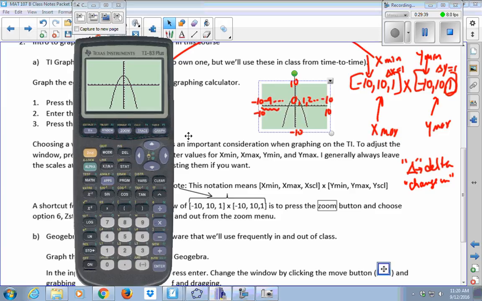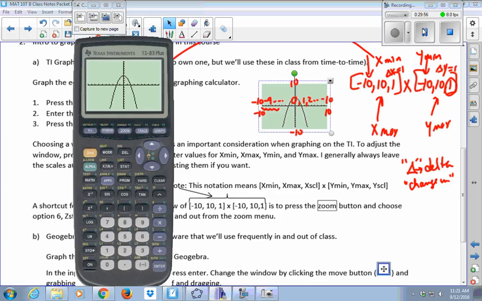So has everybody been able to get this graph on their calculator? No? Okay, let me take a quick peek. Which I always leave at 1. I don't know even what I could change it to. I mean, I could look in the manual. I just never bother with it.